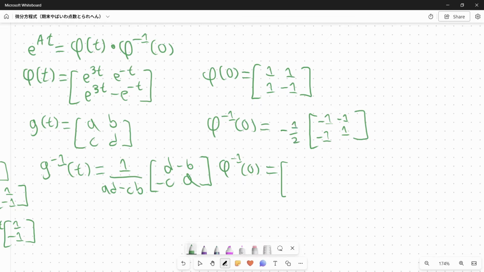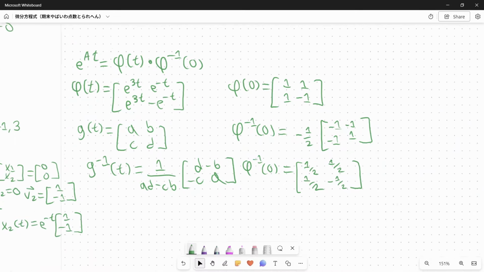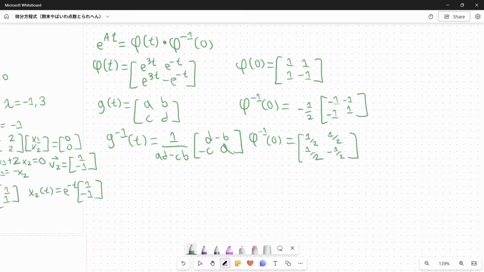And then distribute it. And so we end up with 1/2, 1/2, 1/2, and negative 1/2. So now we have the matrix, the inverse of our fundamental matrix evaluated at 0, and we can put that next to our original fundamental matrix as well, and we'll end up with our answer.